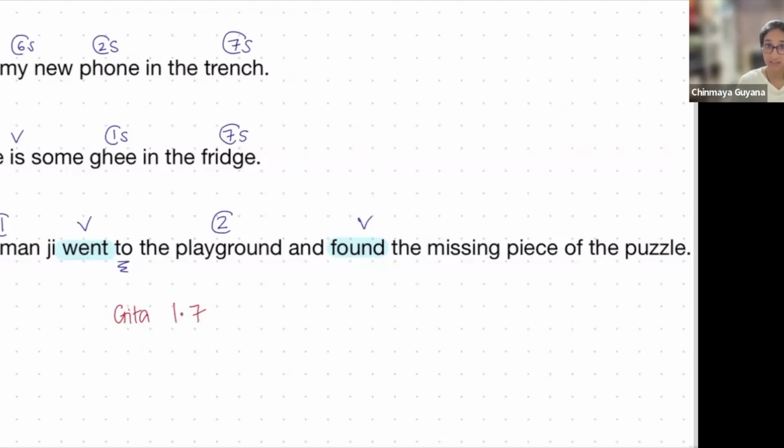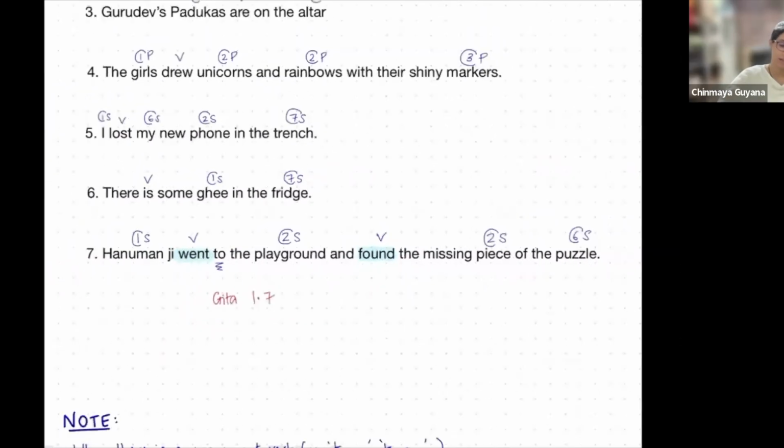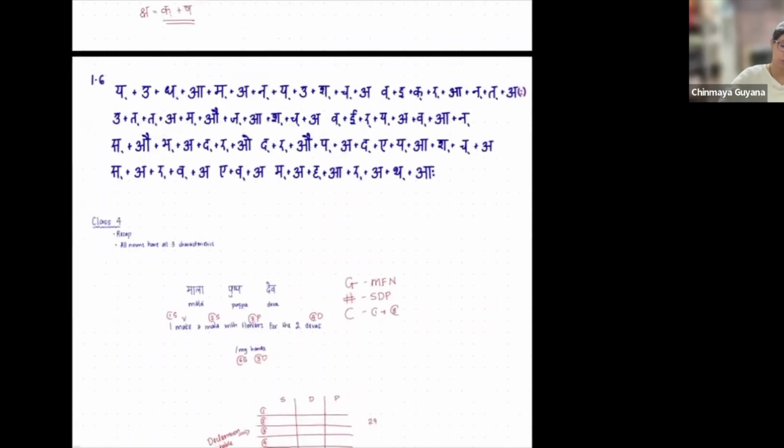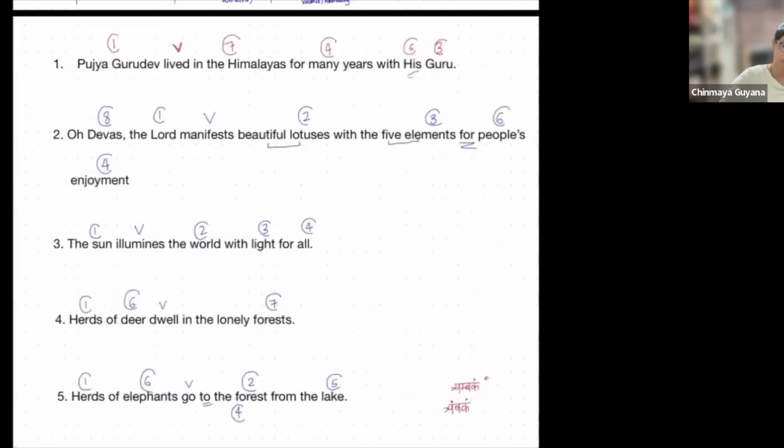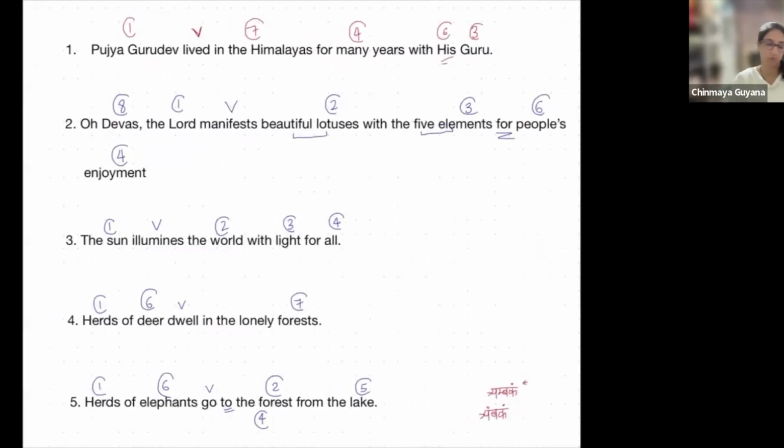What did he find? The missing piece. So missing piece will also be second case of the puzzle. 6th case. Single Hanumanji, single playground, single piece, single puzzle. All right. Now let us see. I had also told you to go and do it. Put the number for the previous one.